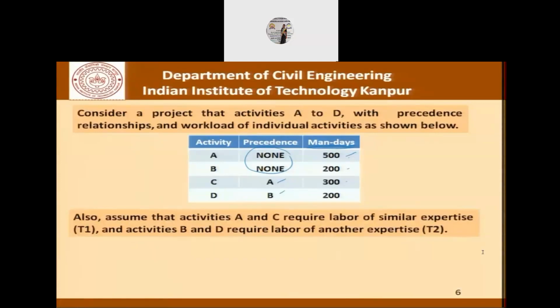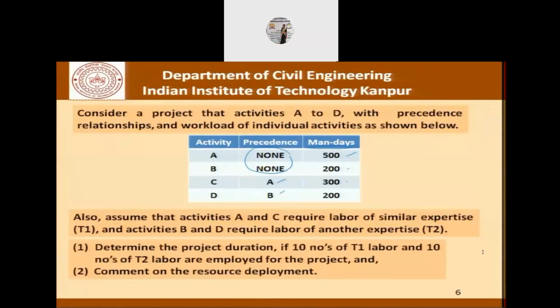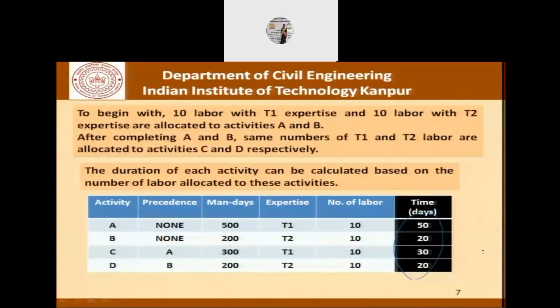Now, we also said that A and C require labor of similar expertise, let's say T1, and B and D require labor of another expertise, which is T2. What we tried to talk about was that if we allocate, let's say, 10 numbers of T1 expertise labor and 10 numbers of T2 expertise labor, how will the project planning be done? Once we assume that there are 10 workers with T1 expertise and 10 workers of T2 expertise available to us, we can find out that the time required is 50 days for activity A, 20 days for activity B, 30 days for C, and 20 days for D. This is nothing but this number here, which is man days, divided by the number of laborers.